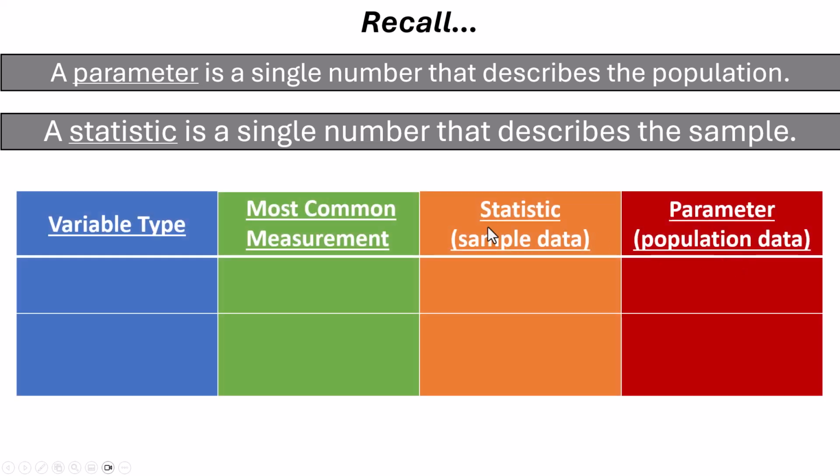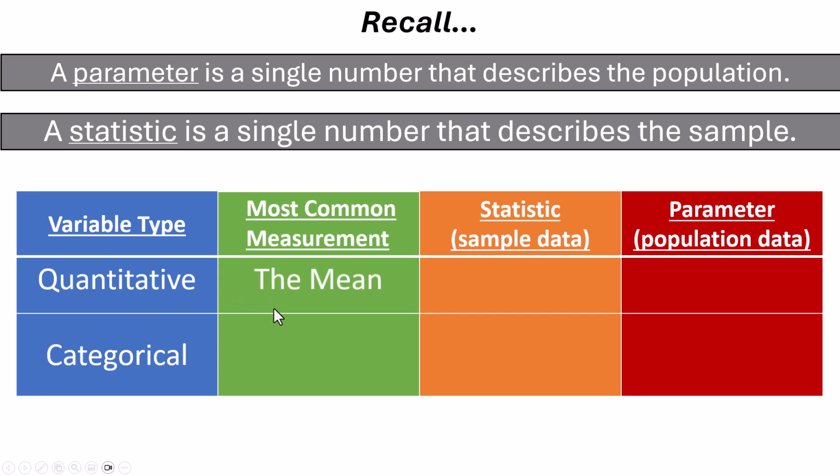So let's summarize some of what we have talked about in a table. So we can have either quantitative or categorical variables. If you have a quantitative variable, then most likely you're going to be calculating the mean. There's lots of other things that you could calculate to summarize this data, but one of the most common things would be the mean. If you calculate the mean based on a sample, then it would be a statistic. And the common symbol that's going to be used to represent that is going to be X bar. If you have a mean based on the entire population, it's going to be a parameter, and we're going to use the Greek letter mu.